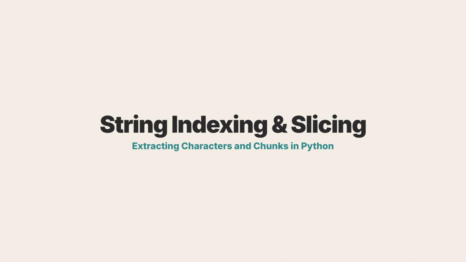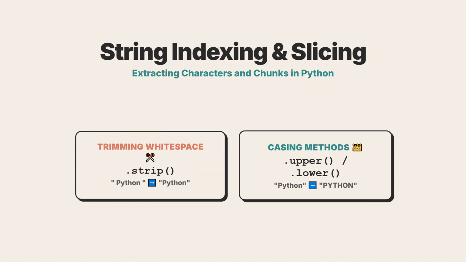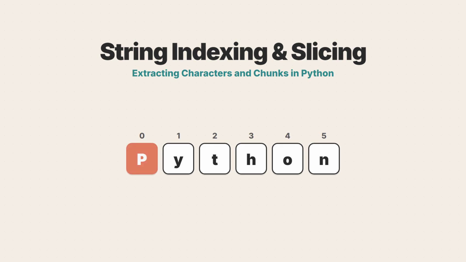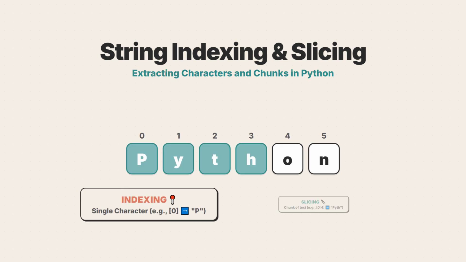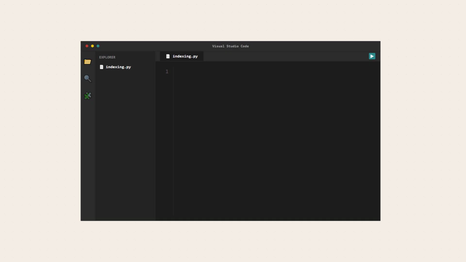Welcome back. In the last video, we looked at the basics of strings. We learned how to clean them and change their casing. In this video, we'll learn how to pull out specific characters or whole chunks of text from a string. This is called indexing and slicing. Let's write this string in our editor. Text equals Python.